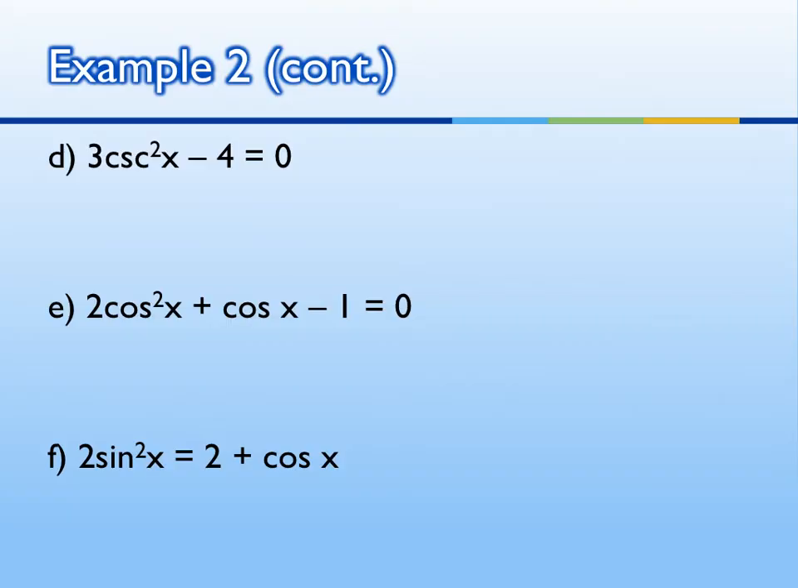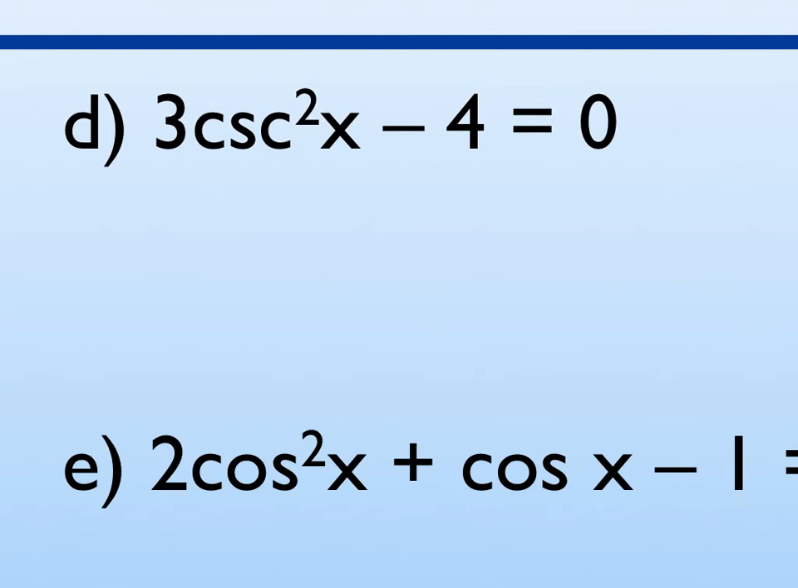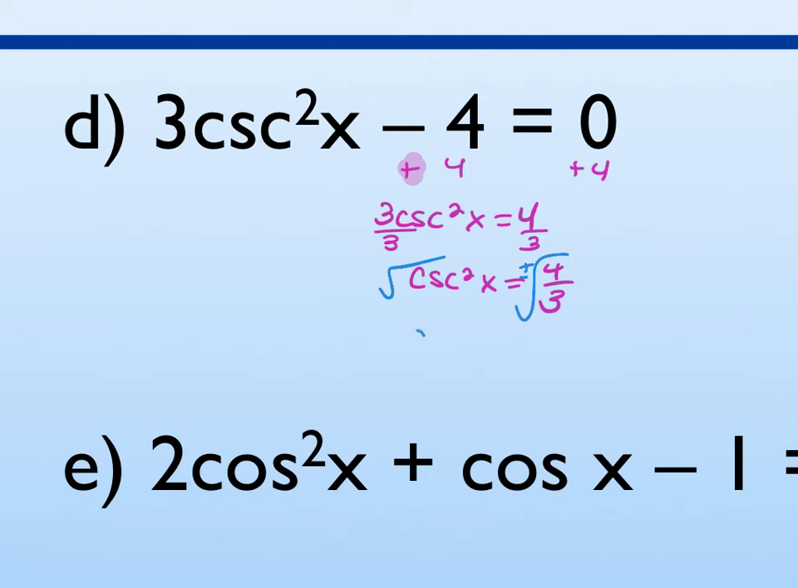All right, let's keep going. What's the first step for D? Add the 4. Then divide by 3. Then plus and minus. Plus and minus square root of 4 is 2 over square root 3.